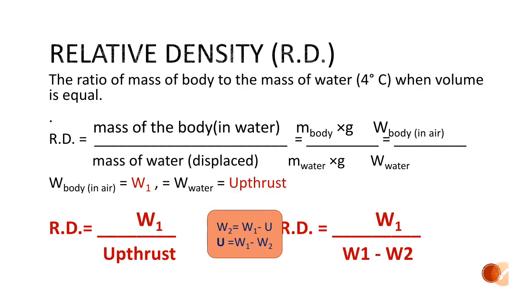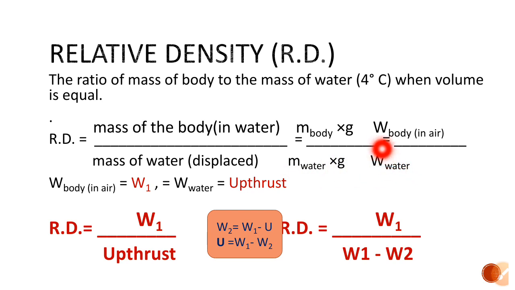So the relative density is equal to the mass of the body divided by the mass of water that is displaced. That is the mass of the body which is taken inside water, and the mass of the water that is displaced. You all know from the second law of motion that mass into acceleration becomes force, that is the weight. So mass of the body into acceleration due to gravity, mg, is equal to the weight of the body in air, and the mass of the water into gravity is equal to the weight of the water.